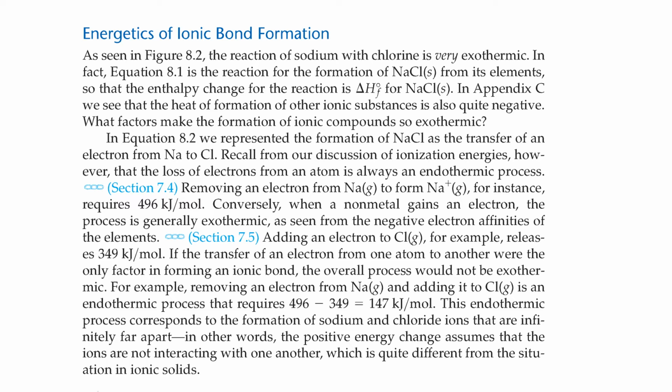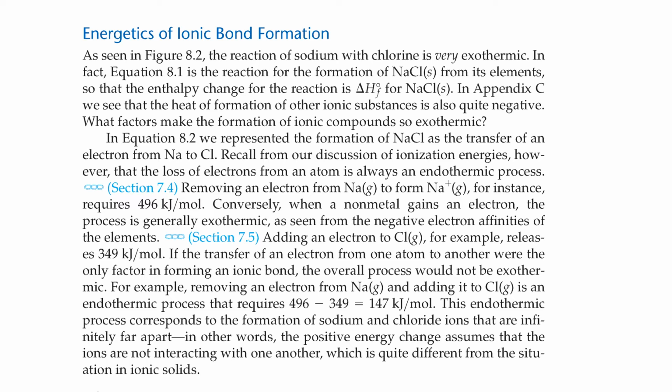In Appendix C, we see that the heats of formation of other ionic substances are also quite negative. What factors make the formation of ionic compounds so exothermic? In Equation 8.2, we represented the formation of sodium chloride as the transfer of an electron from sodium metal to chlorine gas. Recall from our discussion of ionization energies, however, that the loss of electrons from an atom is always an endothermic process. Removing an electron from sodium to form a sodium ion, for instance, requires 496 kilojoules per mole.